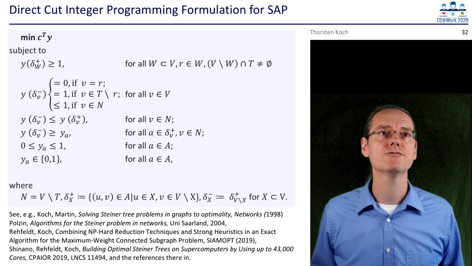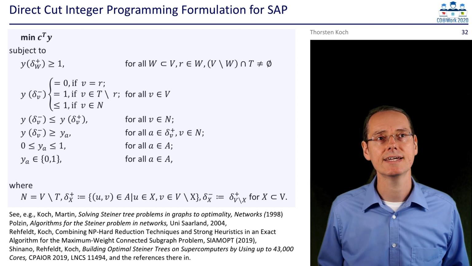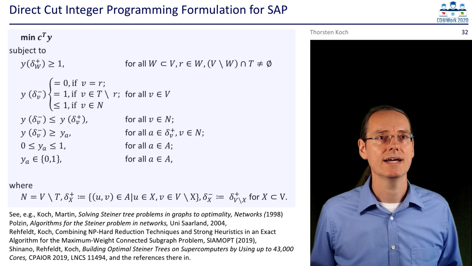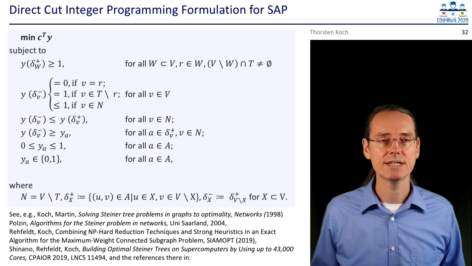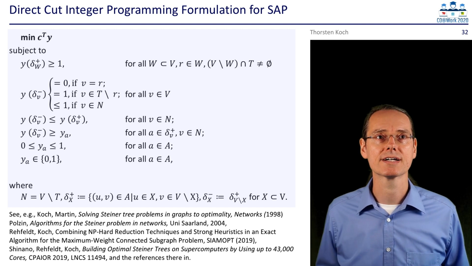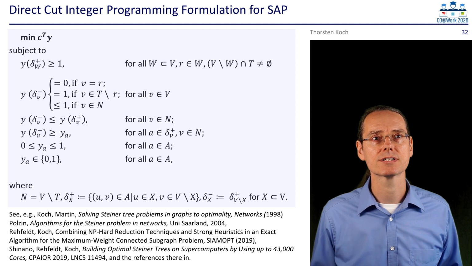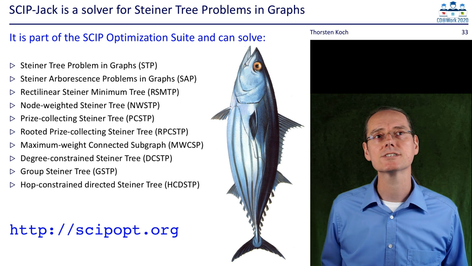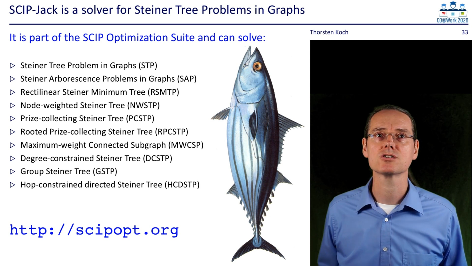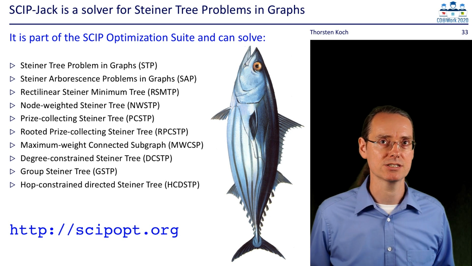You have variables y for the arcs, which you want to minimize, and then you basically say, okay, now from every cut we have in the graph, there has to be at least one arc going over the cut, provided that the root is in one part of the cut and some terminal is in the other part. So if you're interested in this stuff, there is SCIP-Jack, which is a solver for Steiner tree problems in graphs, and it's now part of the SCIP Optimization Suite.